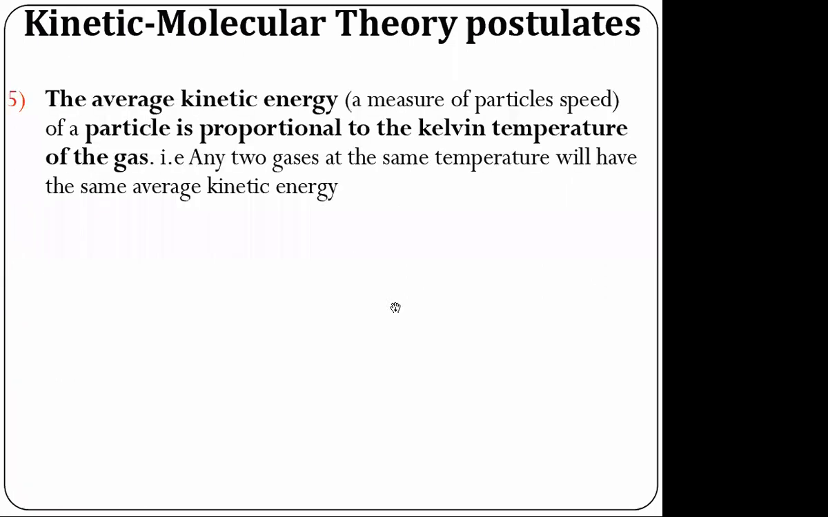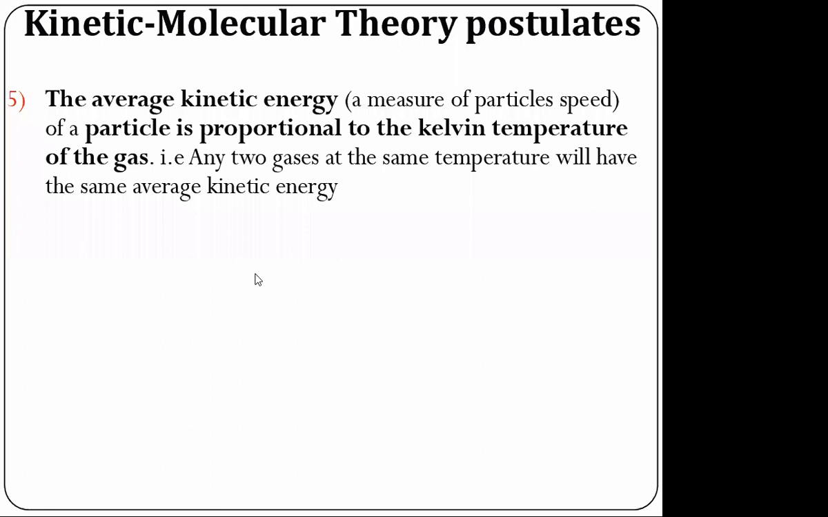Now, the last one of the theory is that when you have all the particles put together and you look at each of their kinetic energy and you find the average kinetic energy, that average kinetic energy is directly proportional to the Kelvin temperature of the gases. So this is one of the ways to actually define temperature. You can define temperature as the average kinetic energy of the particles in the body.